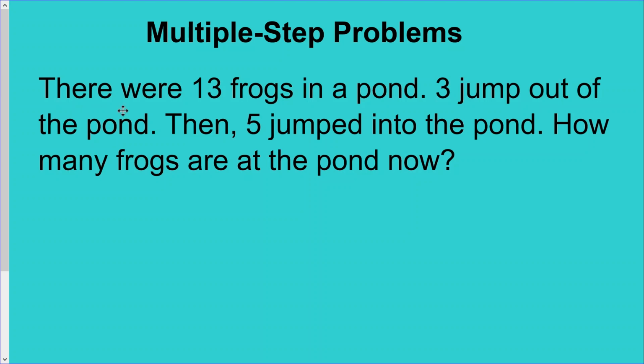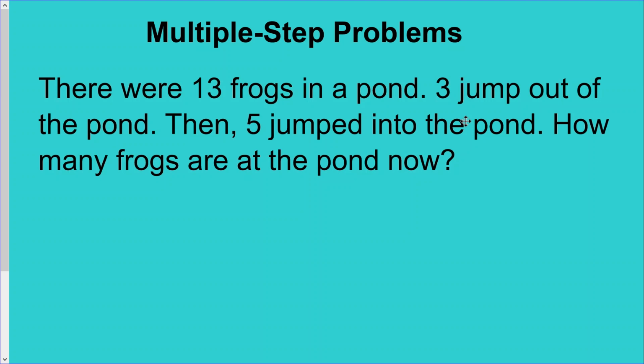There were 13 frogs in a pond. So we're picturing that in our head. That's what we do whenever we read our word problems. Make that visualization. So you have 13 frogs sitting in a pond. 3 jumped out. 3 jump out of the pond. So whenever 3 frogs jumped out, what happened to my number?